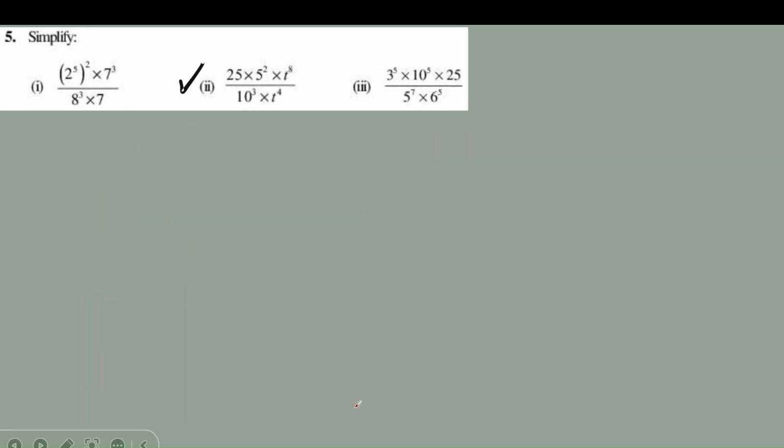Okay, next. Now let's have a look at the second question. 25 times 5 raised to the power 2 times t raised to the power 8 over 10 raised to the power 3 times t raised to the power 4. Okay, now again, I see prime numbers and composite numbers. Remember to break down all the composite numbers into prime numbers. It'll make your life easy. So let's try. We know that 25 we can write as 5 times 5. You do not have to show the factorization here. You can just directly substitute the values.